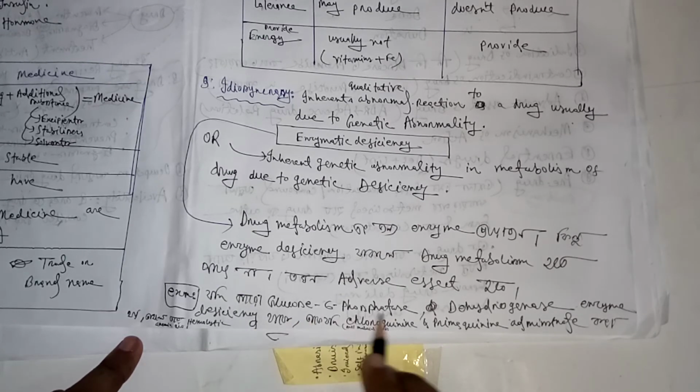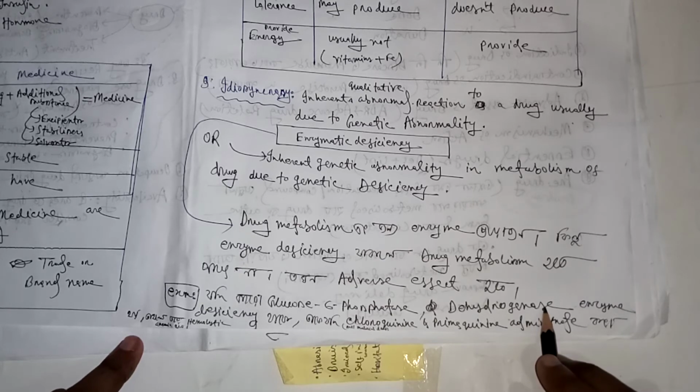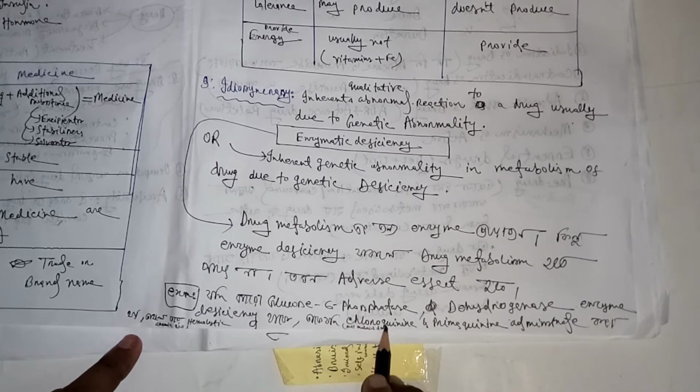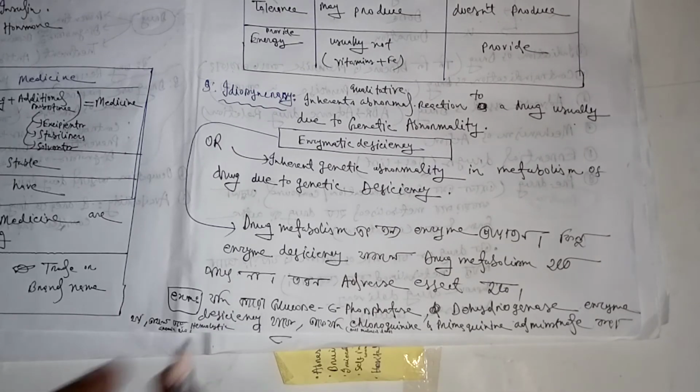If a person has a deficiency of the glucose 6 phosphate dehydrogenase enzyme, and you prescribe him chloroquine and primaquine, this will produce hemolytic anemia in the patient. Okay, so what are the types of drug?